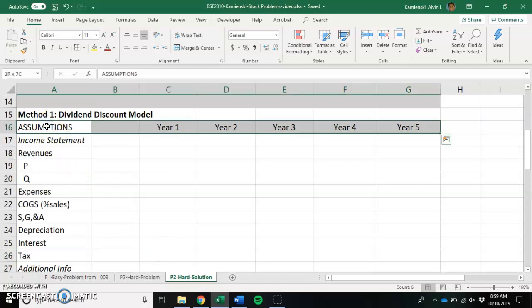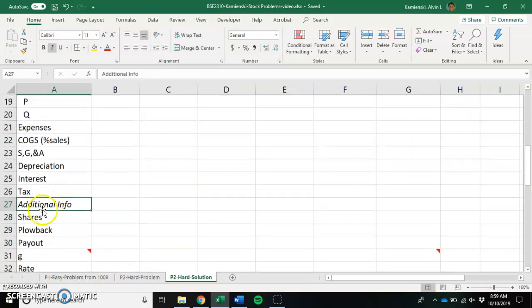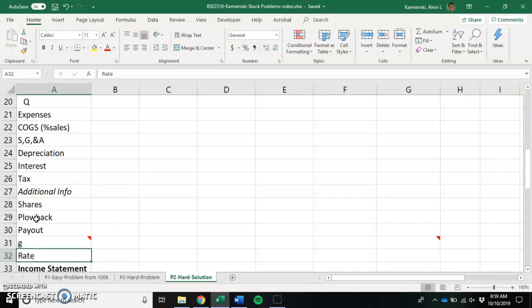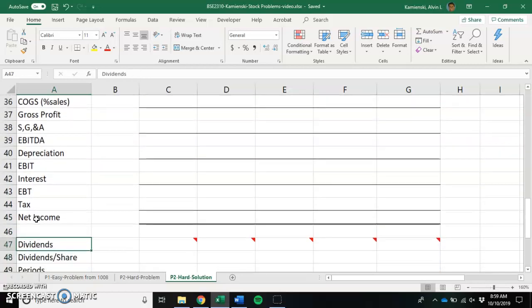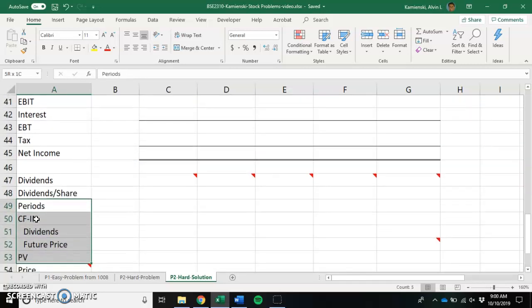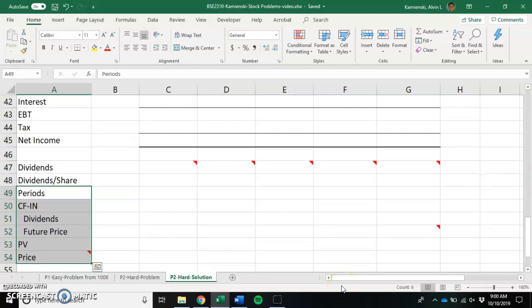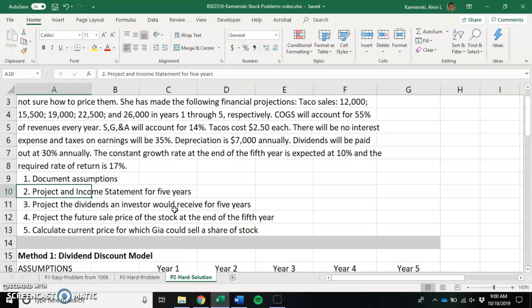Notice that when we document assumptions, the first thing we did was lay out 5 years and then said our job here is going to be to make assumptions about the income statement, which will include revenues and expenses. And then there's some additional information that I need to understand, like shares, how she's going to pay out her investors, that constant growth rate, and then the opportunity cost of capital. So I can project out an income statement. Once I've got an income statement projected out, then I can estimate what dividends she'll be able to pay. And then from there, down at the bottom, we'll be able to put that together into the dividend discount model that will allow us to estimate future price. So think about pausing and look through that layout so that you can see what the process is.